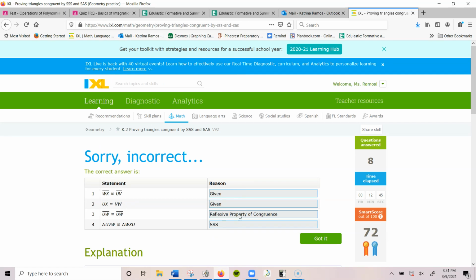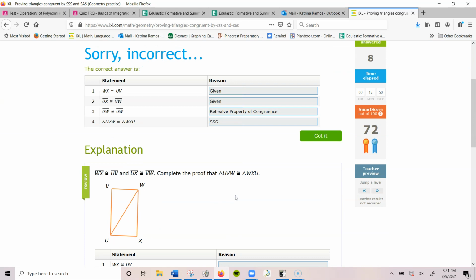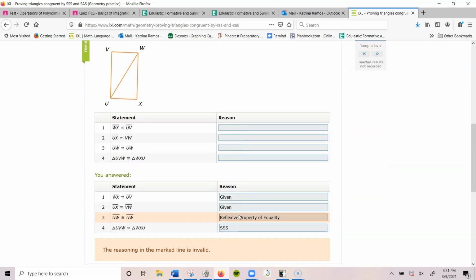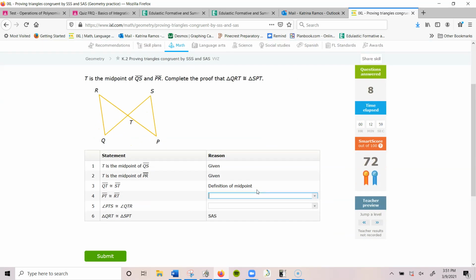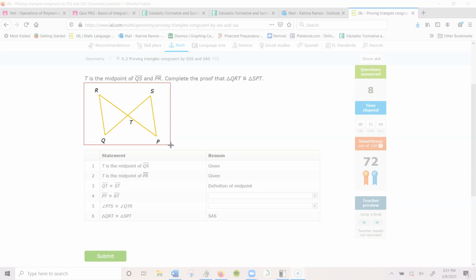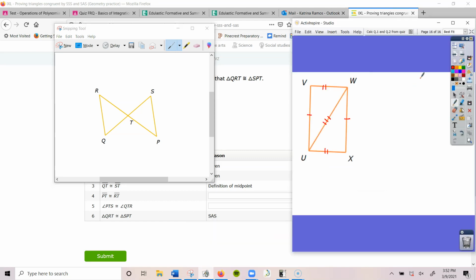Whoa, what do you mean no? What did I put? Oh, I put reflexive property of equality, but you should know it's congruence. Let's just do one more just to make sure. Okay, let me copy this diagram. So you got to be careful, especially with these, because even if you get one thing wrong in the proof, it'll set you back, as you can see.